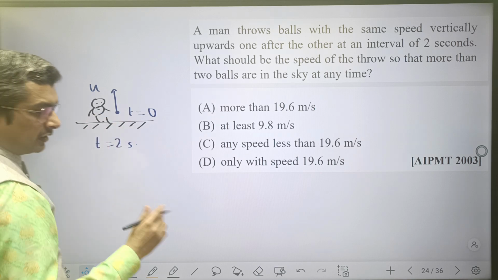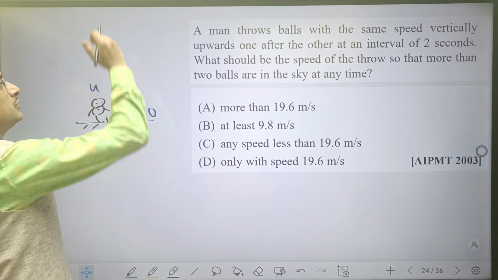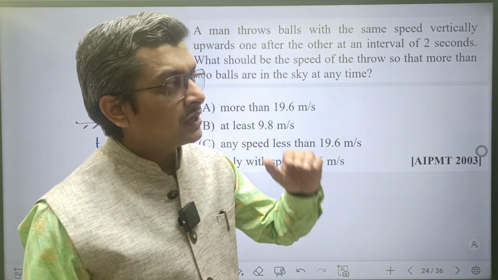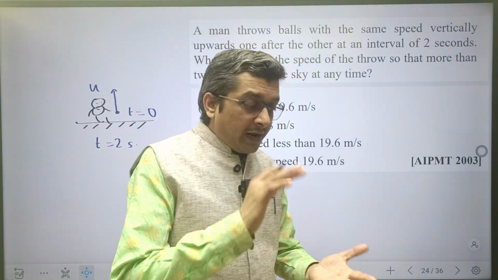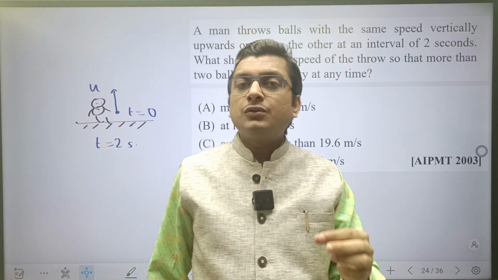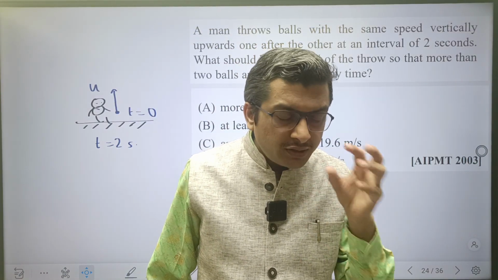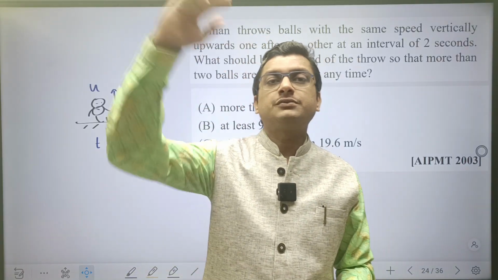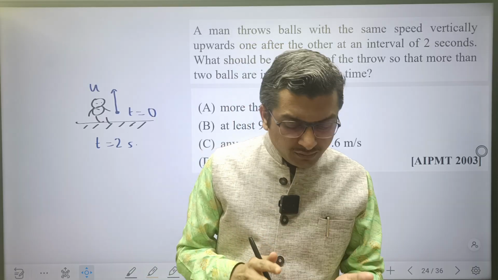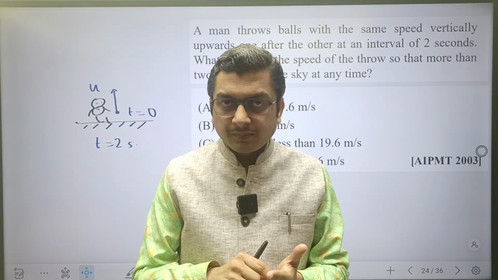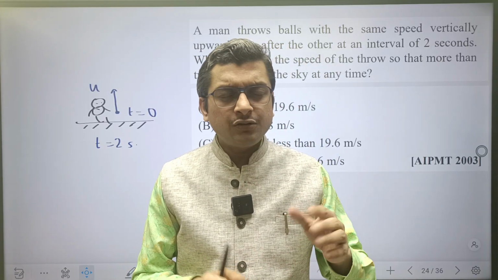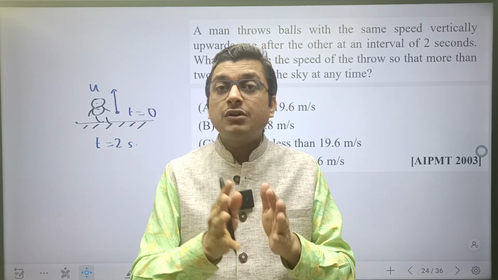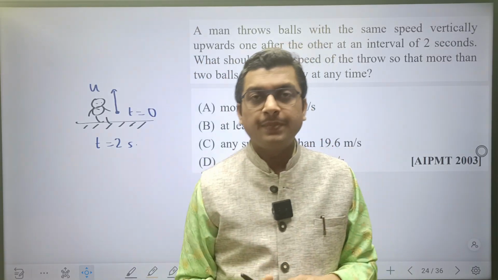So let us suppose at t equal to 0, the first ball is being thrown, at t equal to 2 seconds, the second ball is being thrown, and the third ball is being thrown at t equal to 4 seconds. So according to the condition given in the question, at any time there must be 2 balls in the air. So what happens at t equal to 4 seconds? At t equal to 0 the first ball is thrown, at t equal to 2 seconds the second ball is thrown, and at t equal to 4 seconds the third ball is thrown.